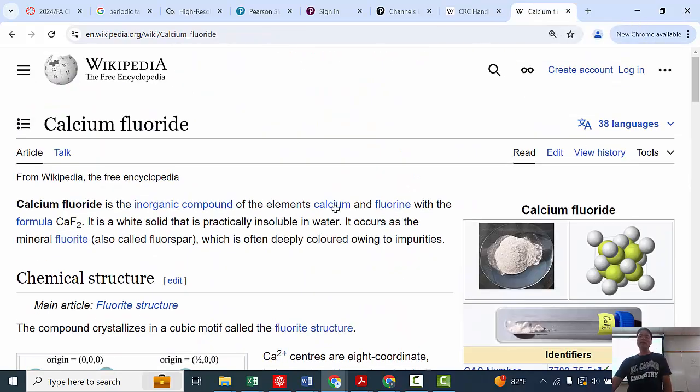The cheap version is going to be Wikipedia. So if we go to calcium fluoride, we can see here's the crystal lattice. How strong are these bonds? Which one is calcium? Is the white one calcium, or is the yellow one calcium? How can you tell?